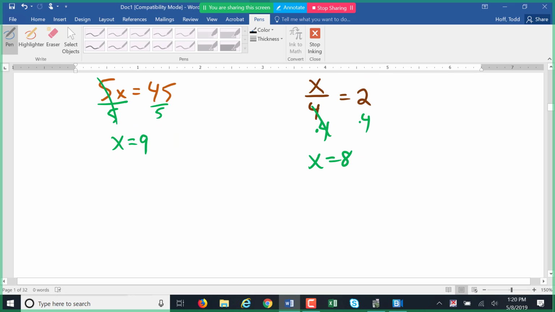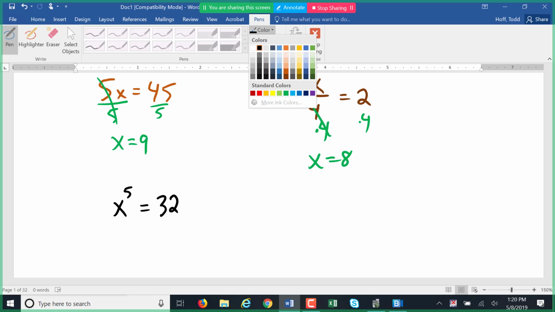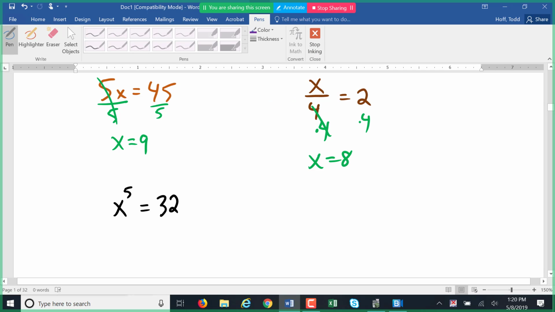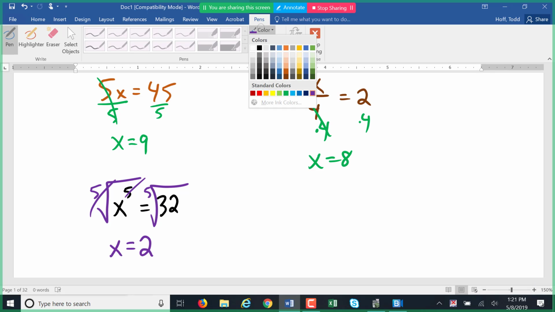When I had x to the power of 5 equals 32, that was built by taking x to the power of 5. What's the inverse of that? The fifth root. So I undo that by taking the fifth root, giving me x is the fifth root of 32, which is 2.